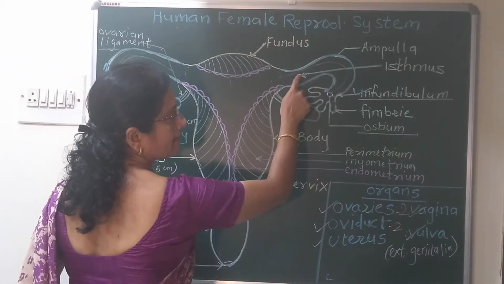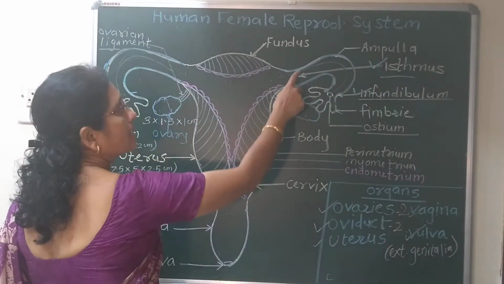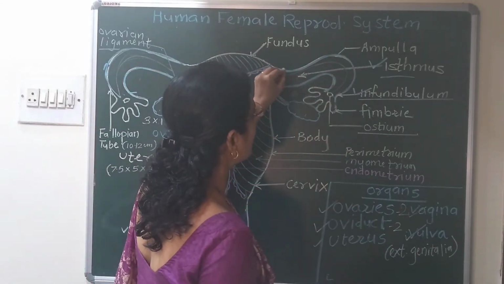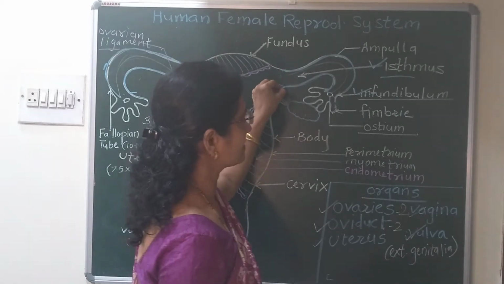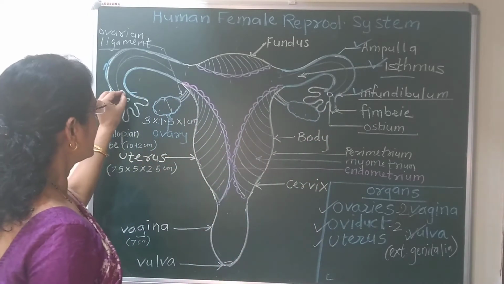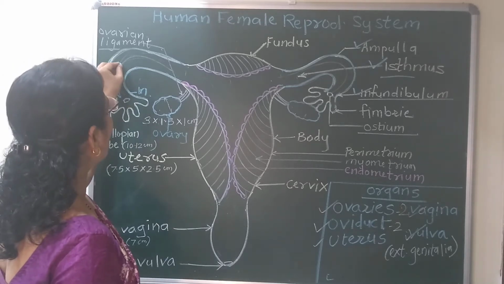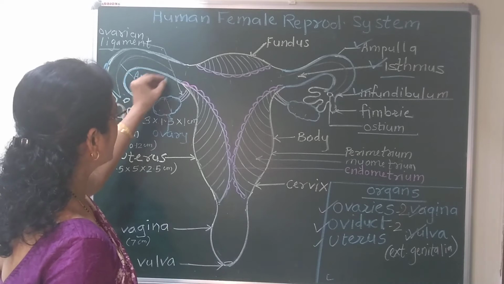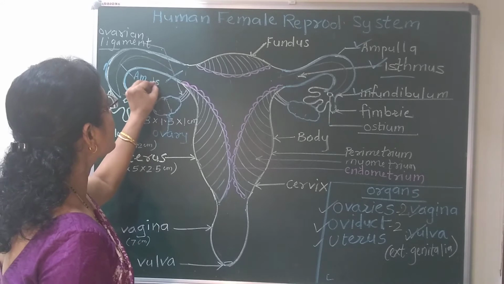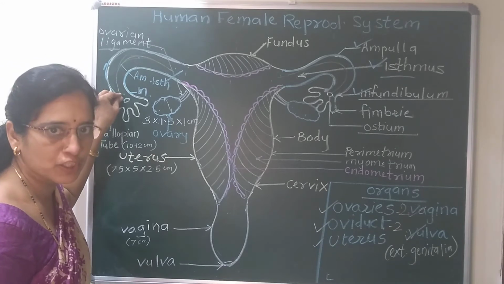The middle part is called the ampulla and the end part which joins with the uterus is called the isthmus. So infundibulum, ampulla and isthmus. These are the three parts of the fallopian tube.